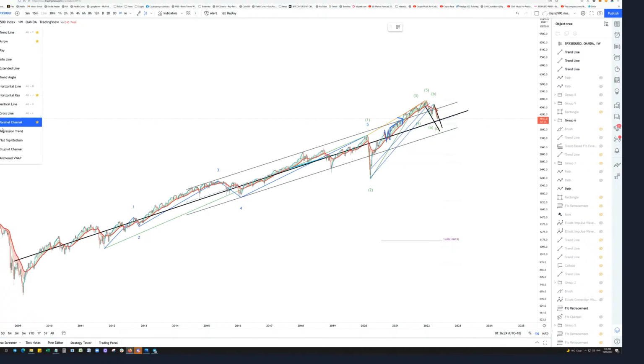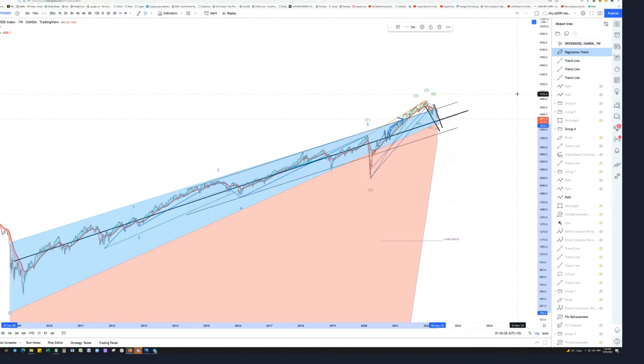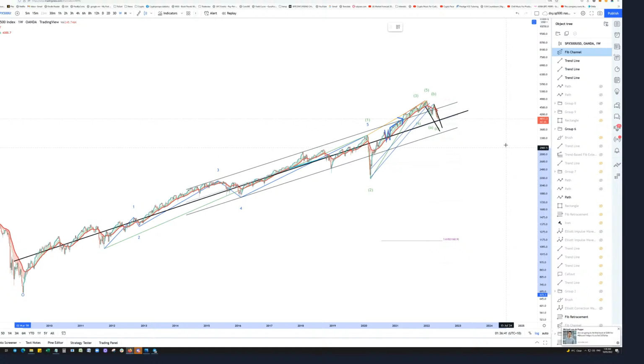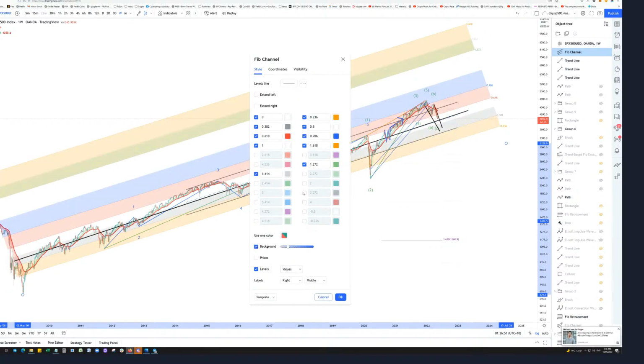hold on, give me a sec. I wonder if this will do it. No, it doesn't do it. So deviation, levels of deviation, let's see if we can do it with this. Fib from there. Come on, background. Not interested.